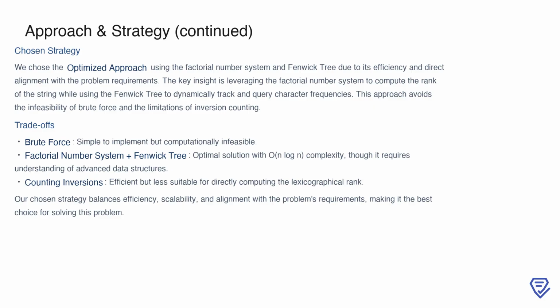When considering trade-offs, brute force is conceptually straightforward but computationally prohibitive due to its factorial time complexity. The factorial number system with the Fenwick tree, while requiring a deeper understanding of advanced data structures, offers the best balance of efficiency and scalability. Counting inversions, though efficient, is less intuitive and lacks the direct computation of lexicographical rank needed for this problem. Ultimately, our chosen strategy aligns perfectly with the problem's demands, making it the most optimal and practical solution.